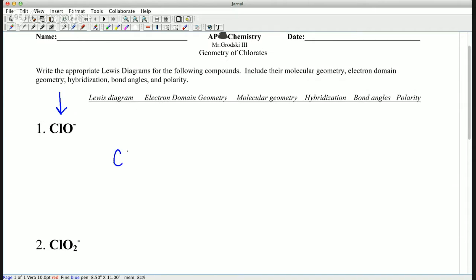We have chlorine. It has 7 valence electrons. Okay, I can do this. And then we have the oxygen, who has its 6. So 1, 2, 3, 4, 5, 6. And to evaluate, this chlorine is satisfying the octet rule. So it's stable. It's filling that 8.